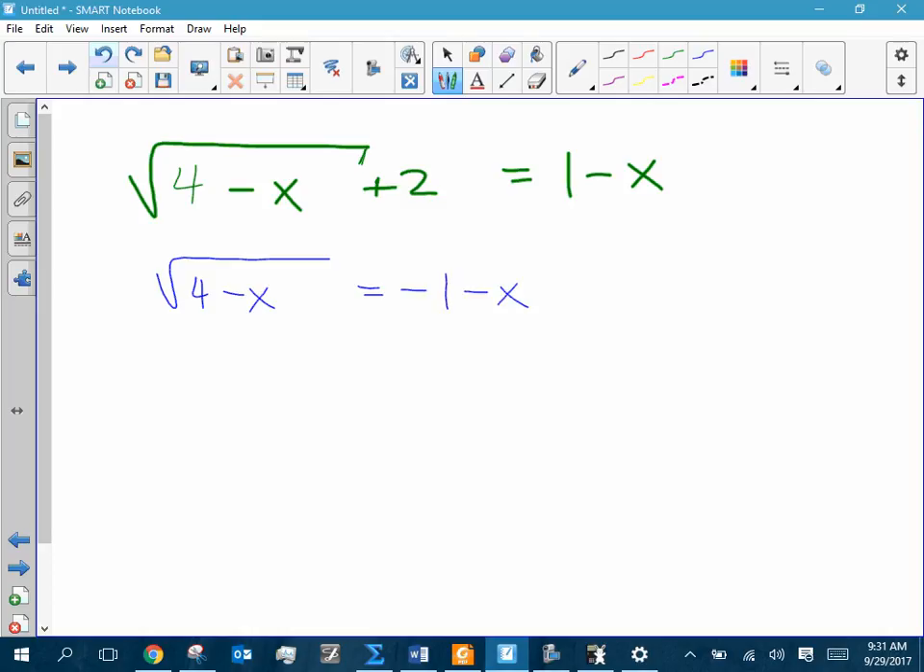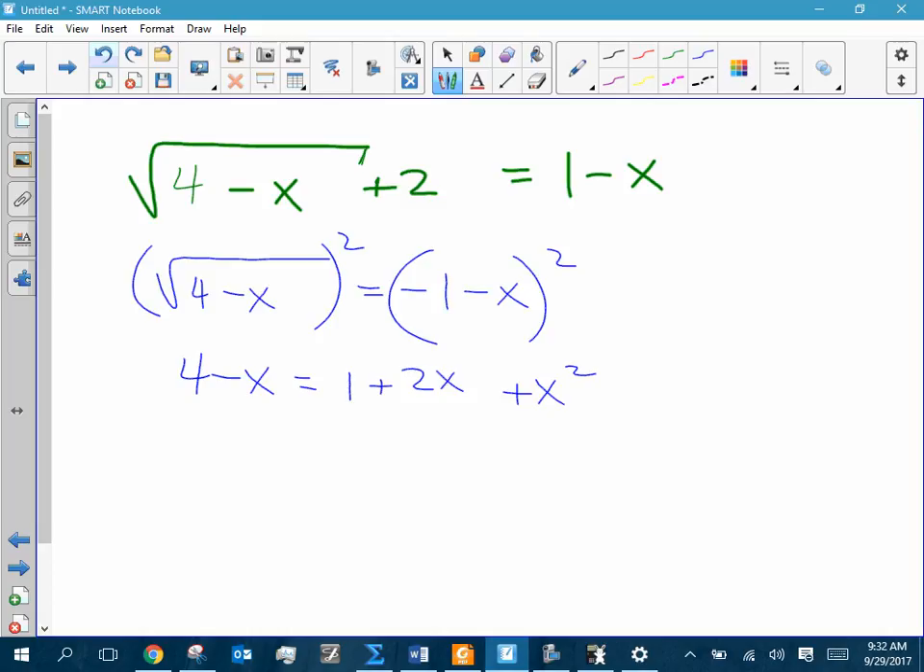Now we can square both sides. Now we'll get 4 minus x on this side when we square it. This side will get negative 1 squared is 1. Negative x squared is x squared. And then when I multiply those two things together, it'll be 1x. And then I double that to give me my O and I added together, right?